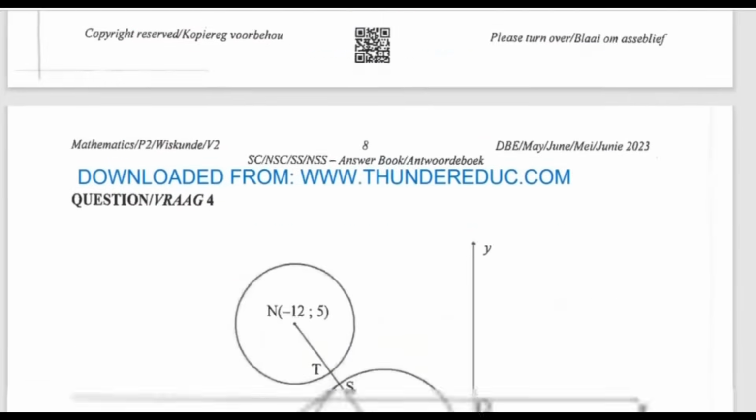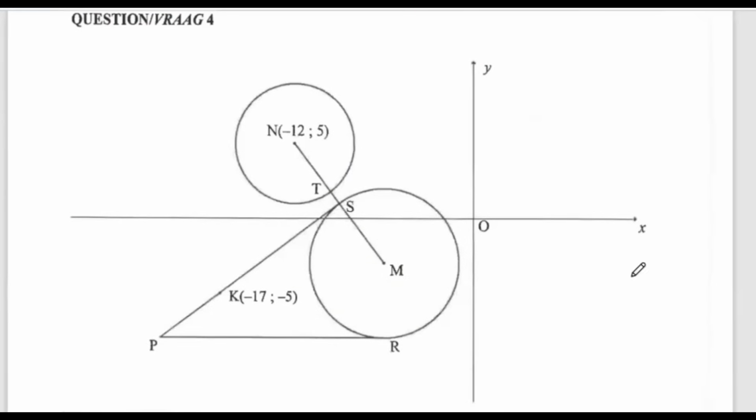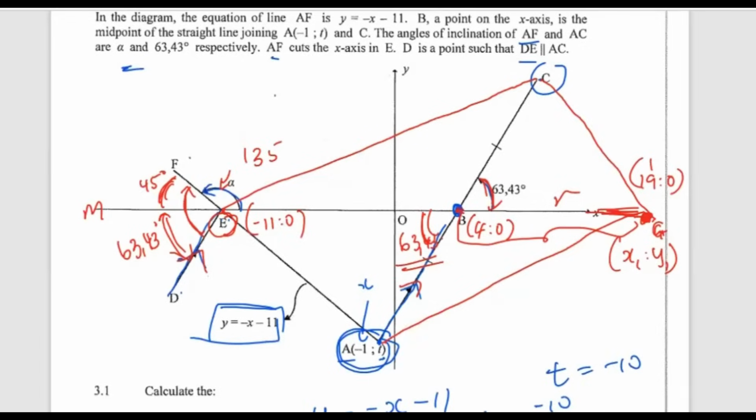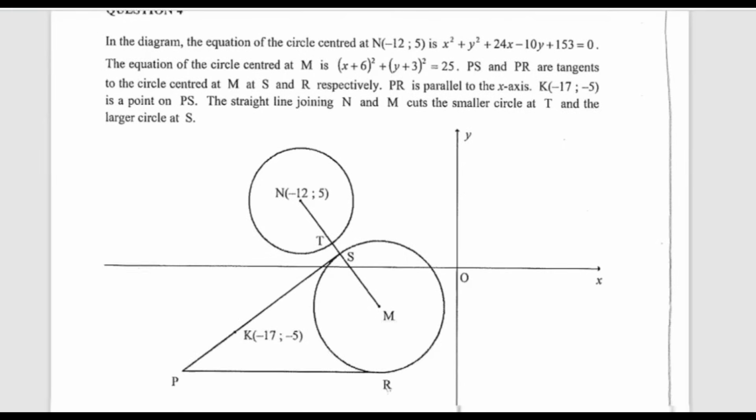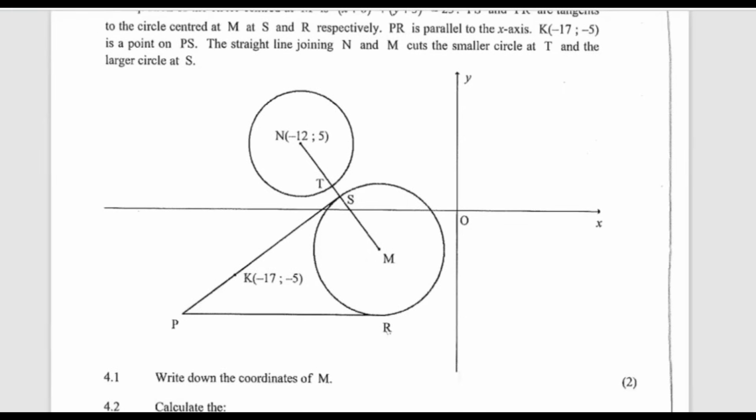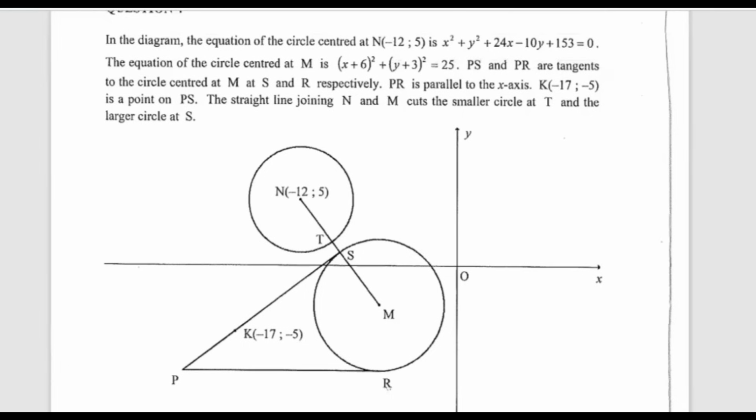All right, question number 4. I'm telling us that in the diagram, the equation of the circle at M with these center coordinates is given as this. And the equation of the center at M is given as that. Okay.